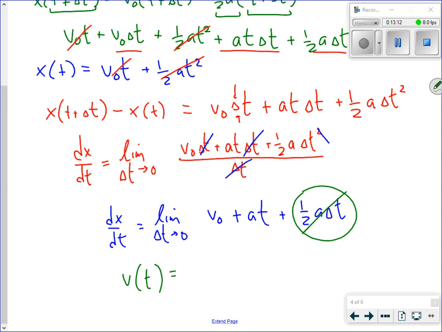Well, as delta t approaches 0, this term approaches 0, and v as a function of time, which is the derivative of position with respect to time, equals v naught plus at. No kidding, it does. So your kinematics equations have been employing, or at least agreeing with, what differential calculus says all the time, whether or not you knew it, which is pretty neat.